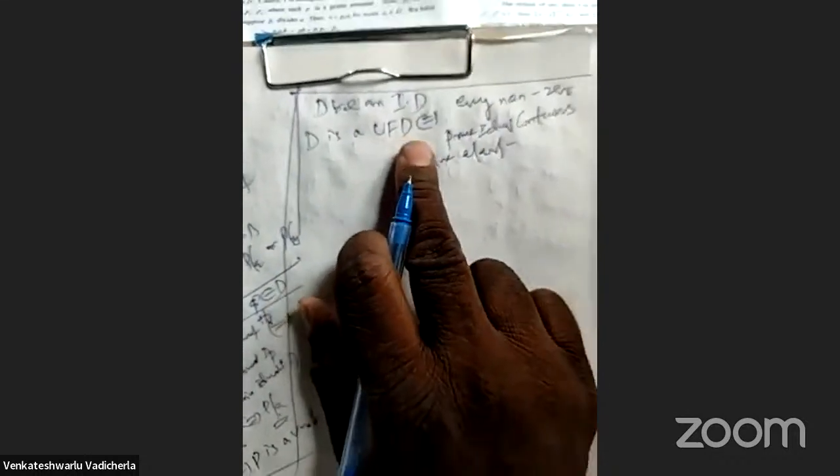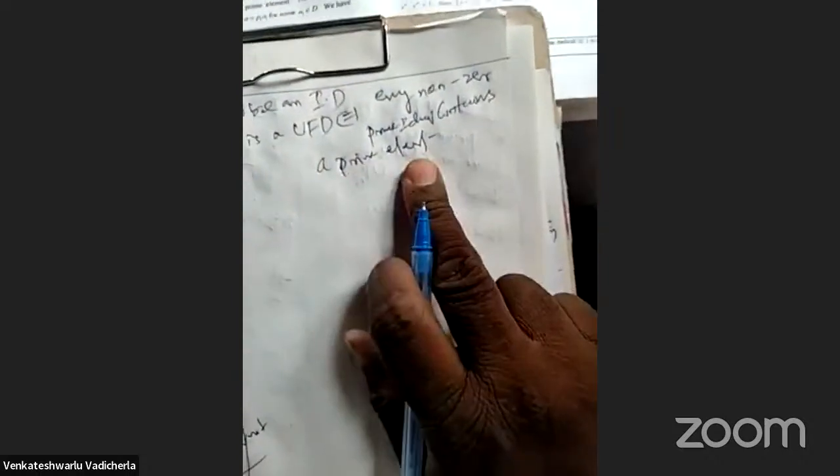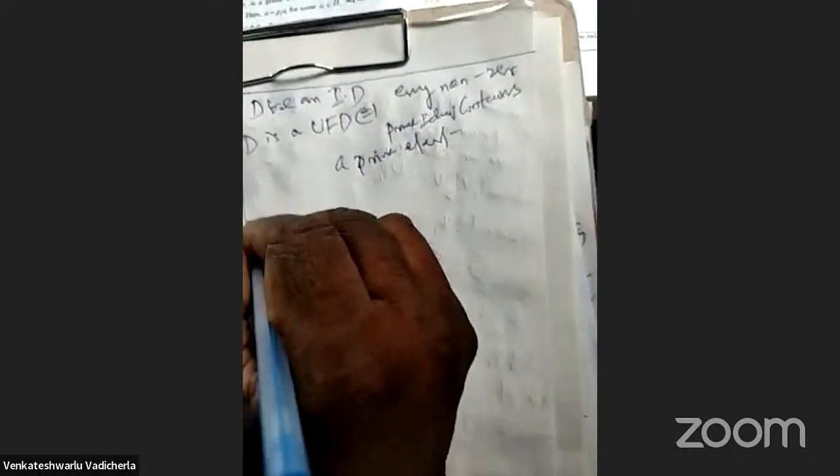If and only if every non-zero prime ideal contains a prime element. So D is an integral domain, and D is a unique factorization domain if and only if every non-zero prime ideal contains a prime element. This is a proof.